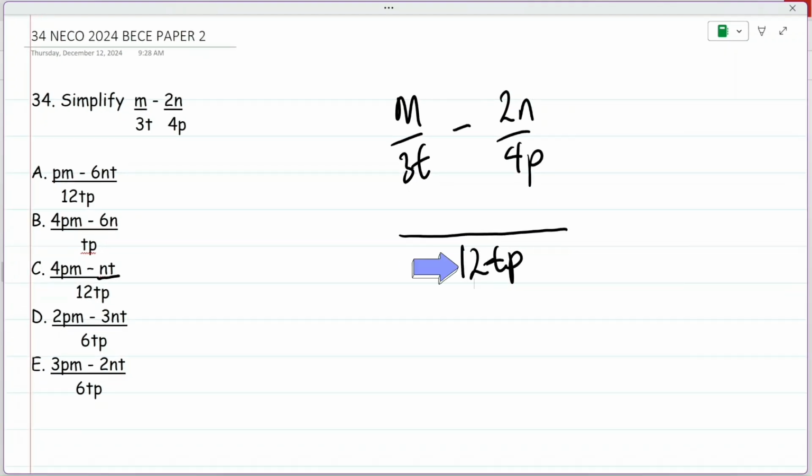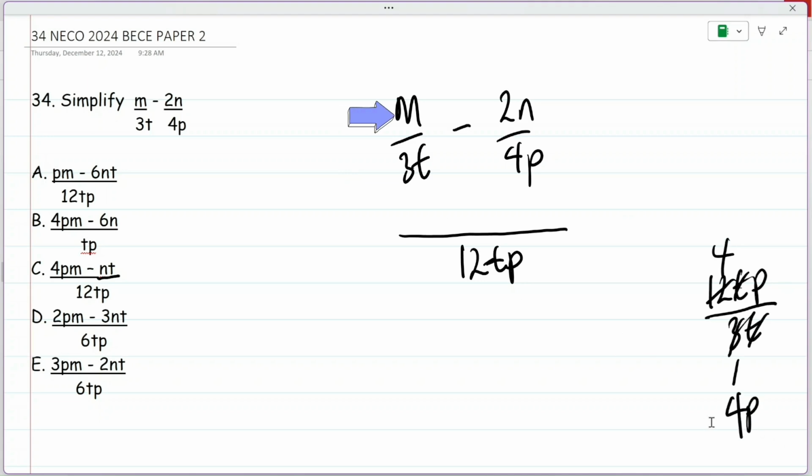You divide 12tp by 3t. The answer you get, you multiply it by the numerator, which is m. That's simple. In your rough space, you have 12tp divided by 3t. That's the denominator here. The t cancels the t. You have 3 in 3, 1, 3 in 12, 4. You'll be left with 4p. You have 4p, that's the result, times m is 4pm.